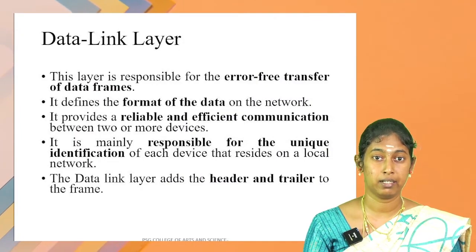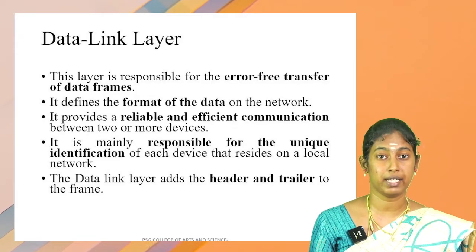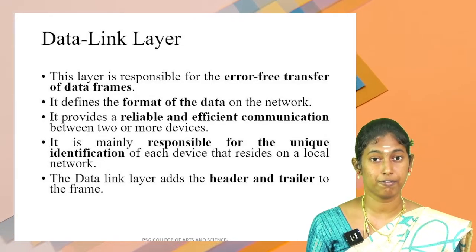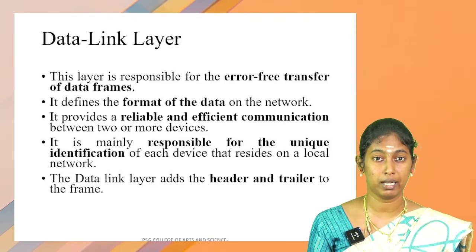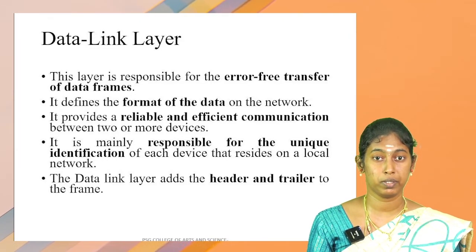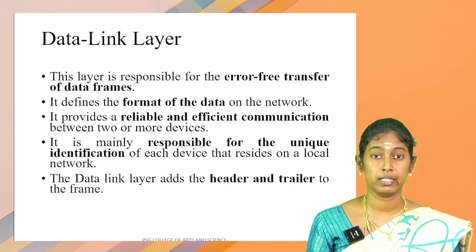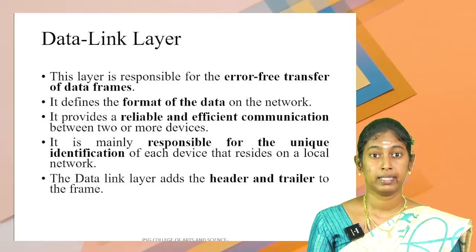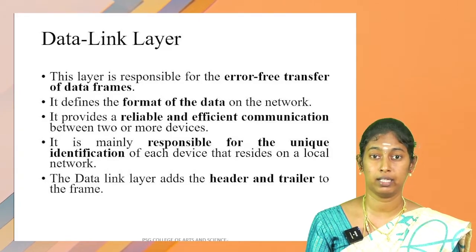Now, the data link layer definition. It is the layer which is responsible for error-free transmission. It defines the format of the data on the network. It provides reliable and efficient communication between the systems, and it is responsible for unique identification of devices in the transmission area. The data link layer adds two parts, that is, one is the header and another one is the trailer.